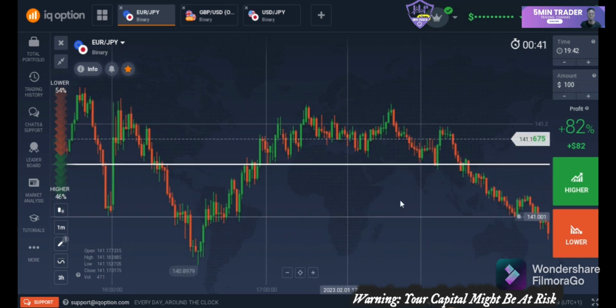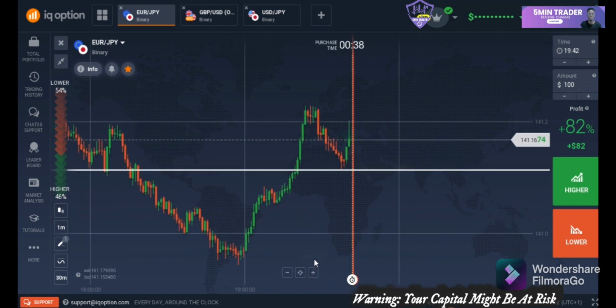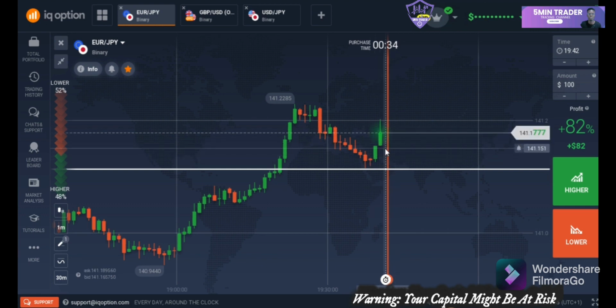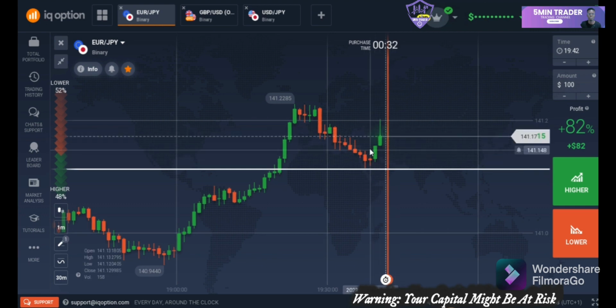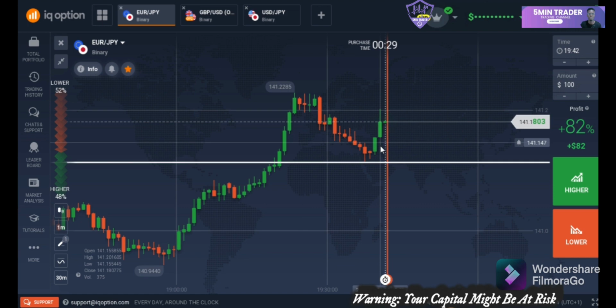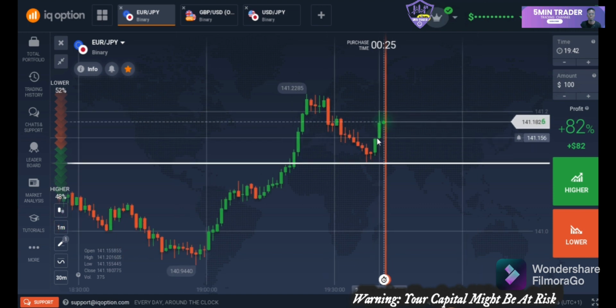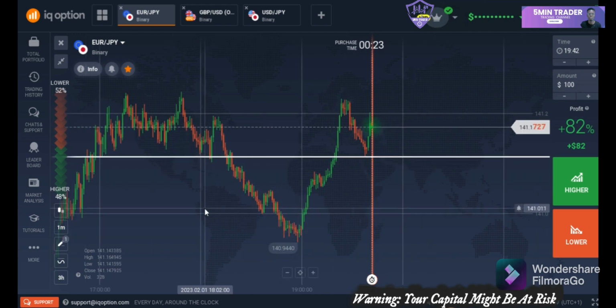So this move is not a usual move. I don't believe this entry from the buyers. I don't trust this move because I cannot see any strong level.